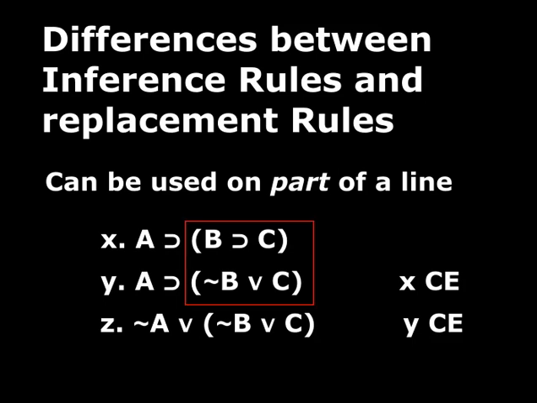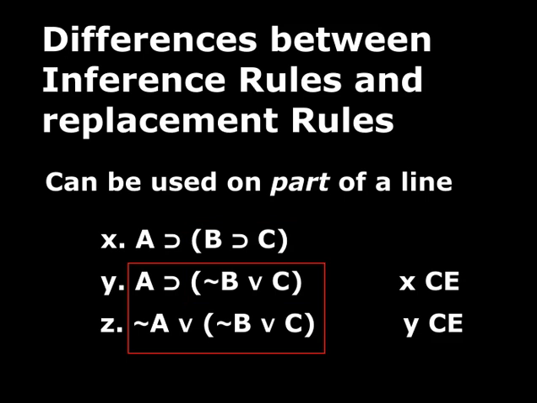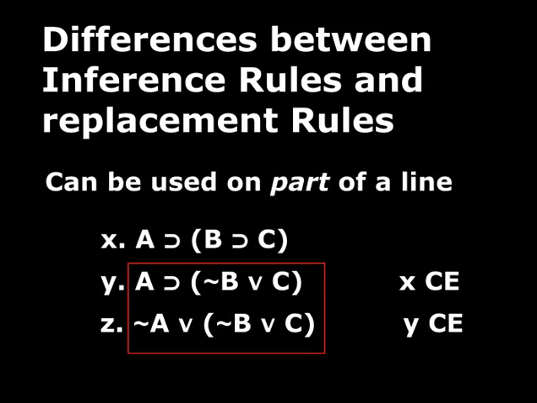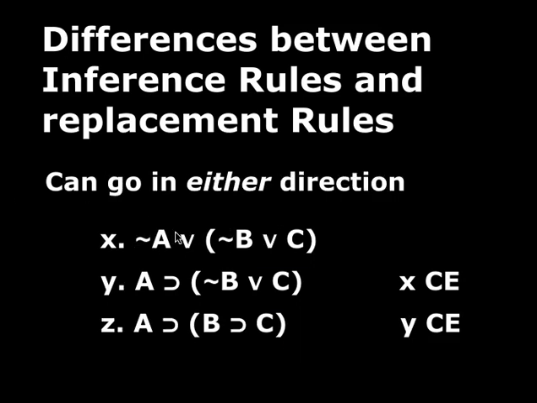Another difference is, so this is just illustrating the fact that I used it on part of a line here, or on a whole line as I did there, either way. Now, the second difference is that they can go in either direction. So the example I just gave, I'll move back up here, I was turning conditionals into disjunctions. And so in 2 steps, I turned both of these horseshoes into wedges. You can go the other way. I can turn wedges into horseshoes, right?